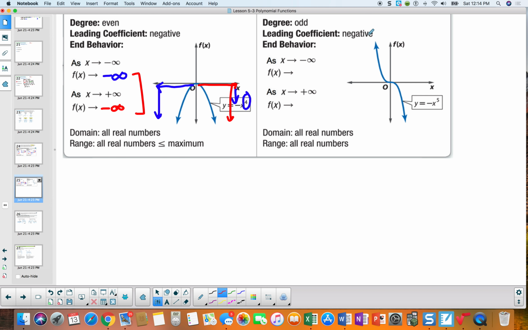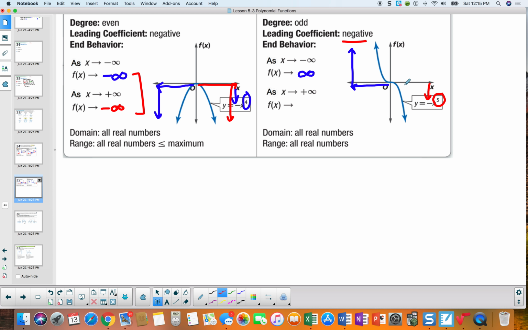Let's take a look at this odd function. I know it's an odd function because it's to the fifth power, but the leading coefficient is also negative. Now let's go ahead and let x go to negative infinity. So as x goes to negative infinity, notice that the y's are going up, so that's positive infinity.